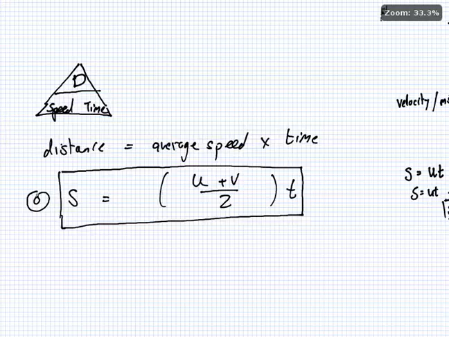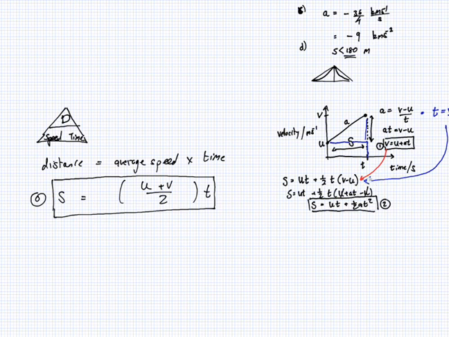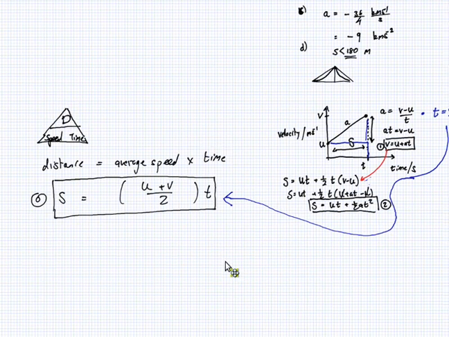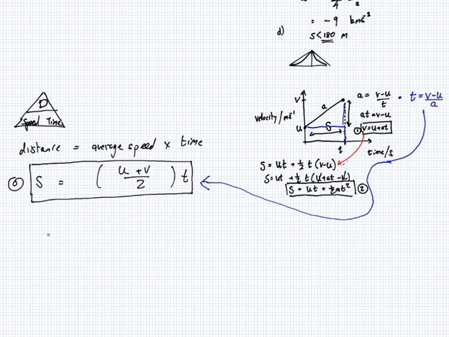So what I can do, I'll take my blue arrow. Number 2 is still correct. I was just trying to make number 3. So what would I like to replace? The T still. S equals U plus V over 2 times T, which is V minus U over A.